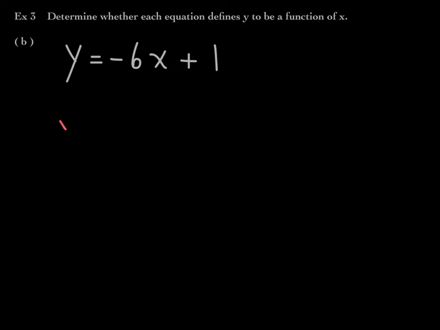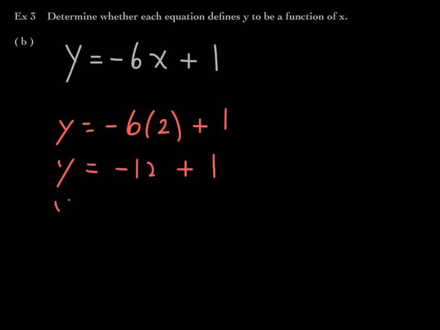Let's plug in 2. All right. So that would give us negative 12 plus 1, which is negative 11. So we found this ordered pair, this correspondence. 2 corresponds to negative 11. Now the good news here is that whenever you plug in 2 into this particular equation, negative 6 times 2 plus 1 will always be negative 11, nothing other than that. So we're finding that every time we plug in an x value, it corresponds to exactly one y value.